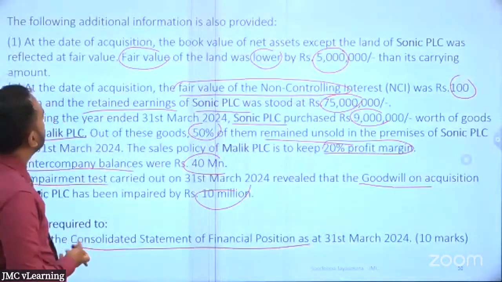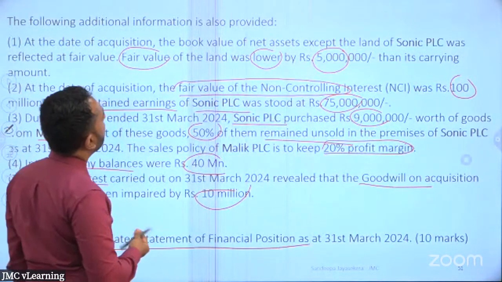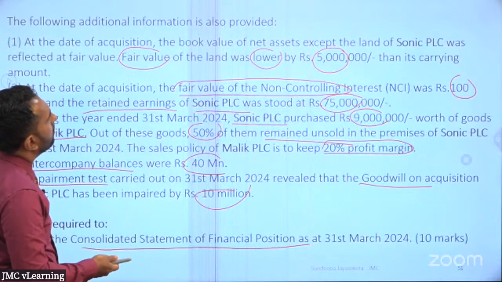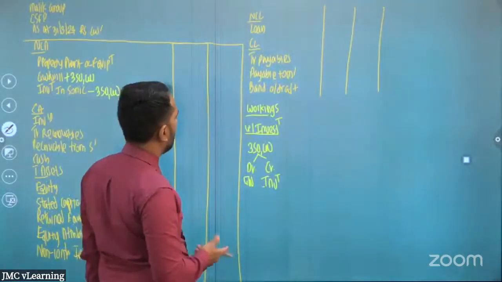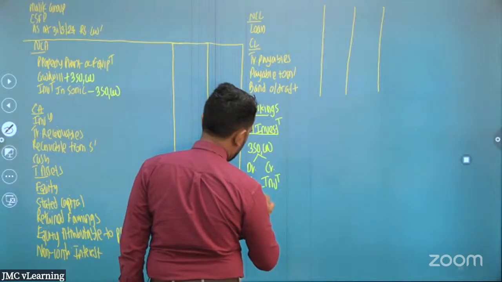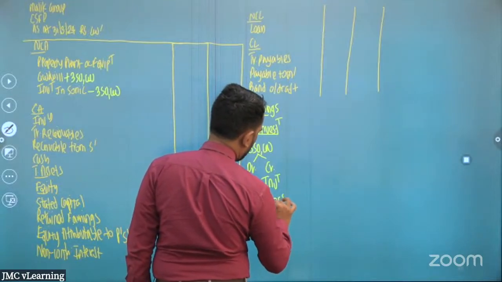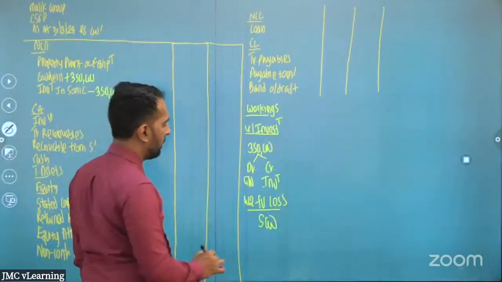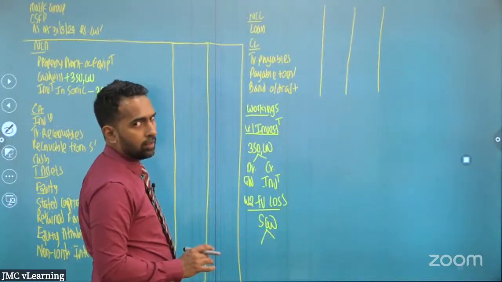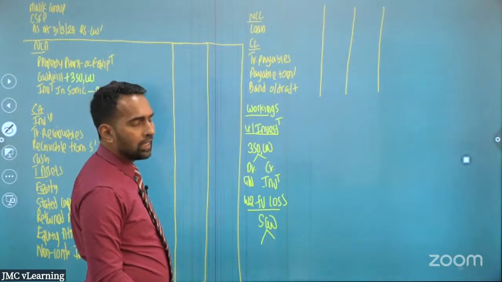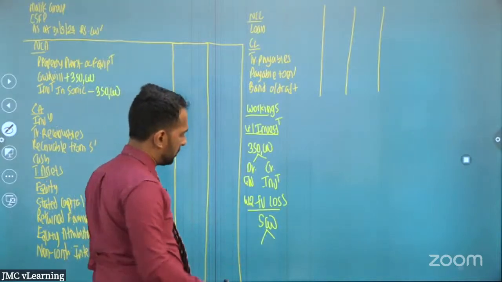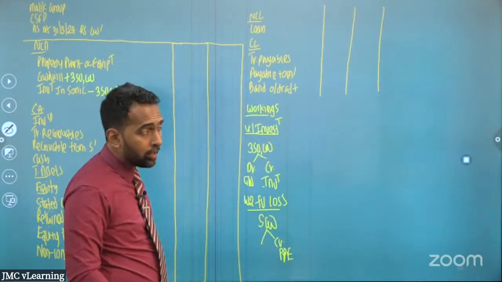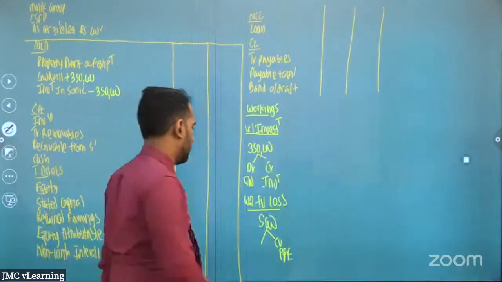The additional info given: at the date of acquisition, the book value of net assets except the land was reflected at fair value. Fair value of the land was lower by 5 million than its carrying value. So there's a fair value loss. Working number 2, fair value loss. How much? 5,000. As a result of the fair value loss, the PPE value comes down, so it is credited to PPE. Then we have to debit.